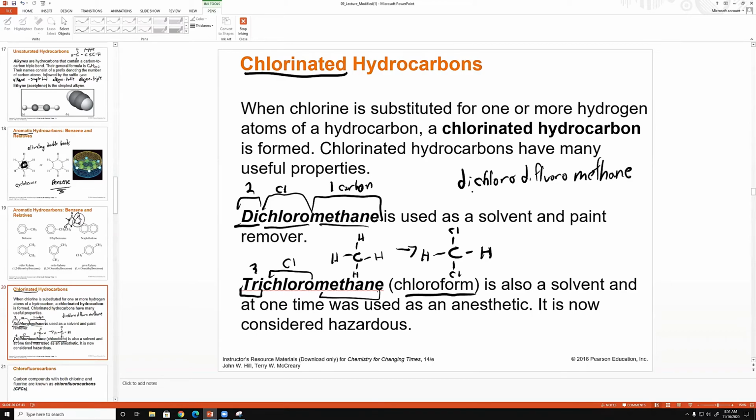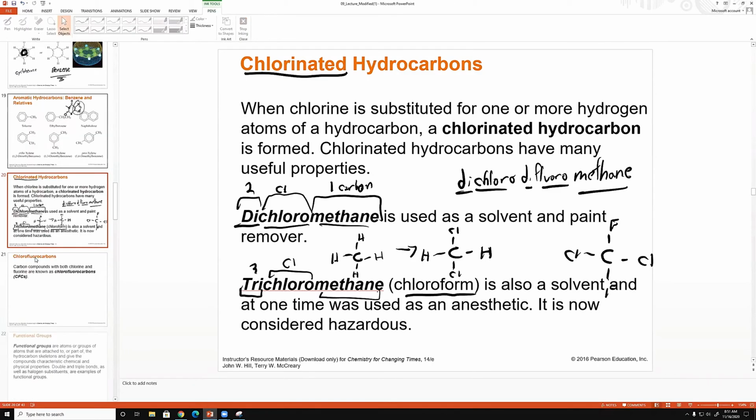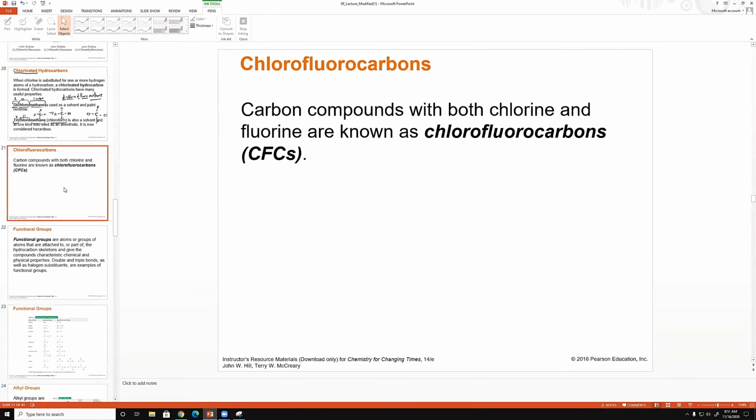So that would be 2 chlorines, 2 fluorines, methane. So carbon, it's got 2 fluorines in it, and it's got 2 chlorines in it, like that. So something like that would be fair game. And generally, this goes perfectly into the chlorofluorohydrocarbons, or the chlorofluorocarbons, called CFCs.